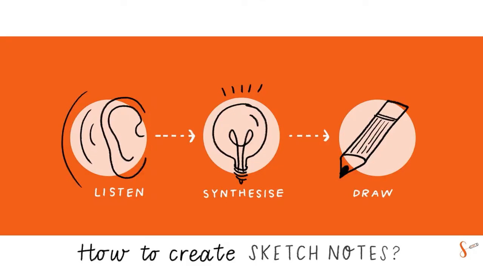So how do we actually create sketchnotes? The three basics we need to understand about how we create sketchnotes are listening, synthesizing, and drawing. We listen out for key points or phrases, synthesize them into a visual, and then we draw those selected words and pictures. And it's here we need to remember that it's about ideas, not art.